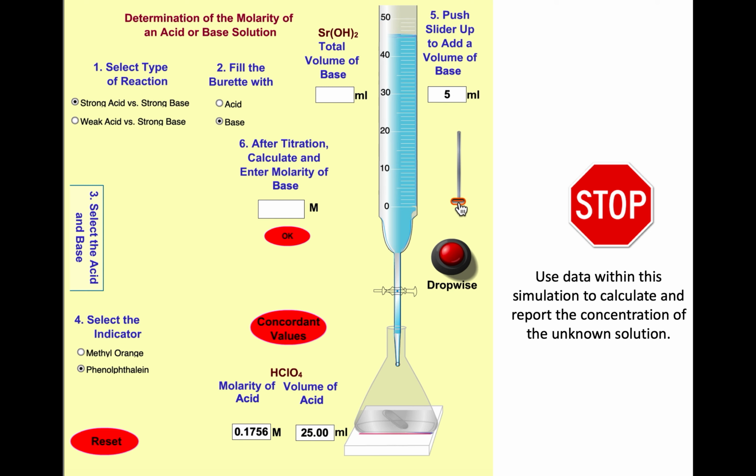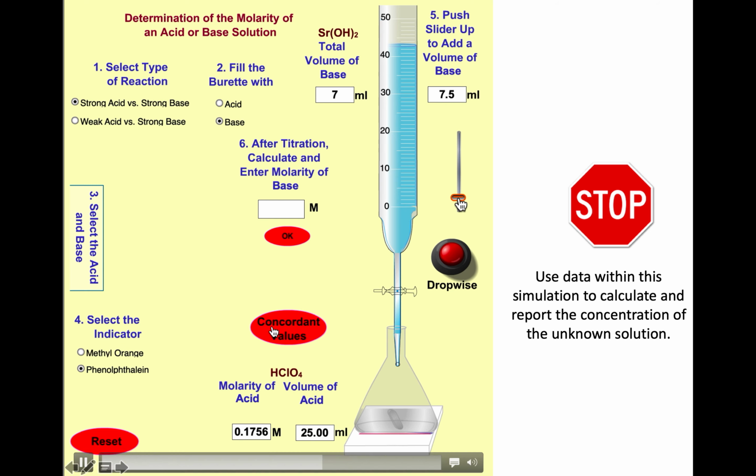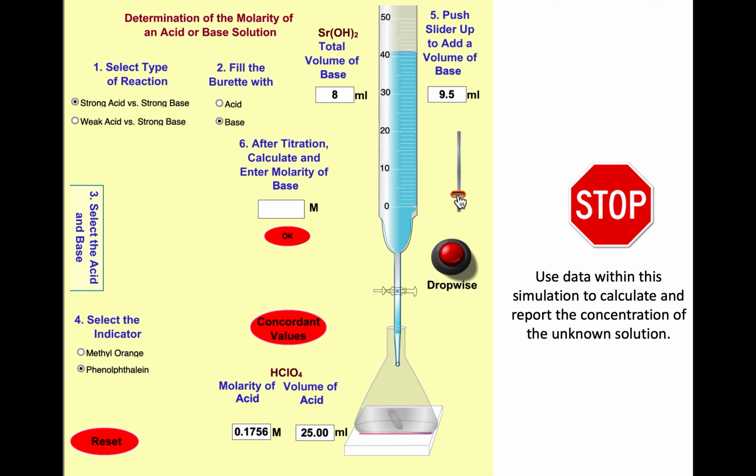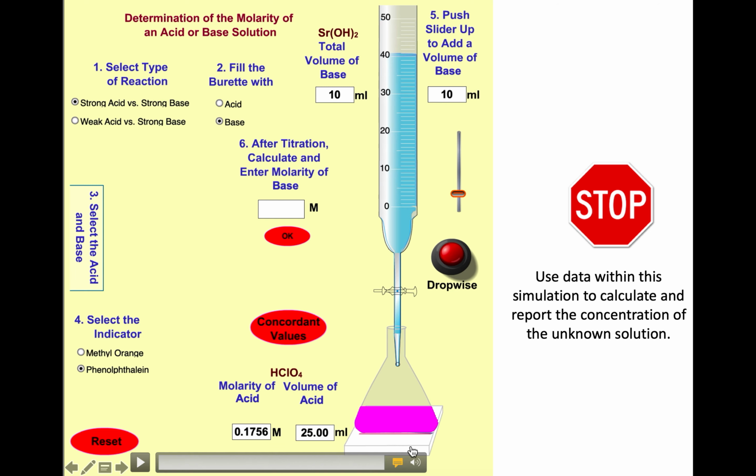I added some indicator, and now I'm going to add the titrant, the strontium hydroxide. This is the total amount I've added. 7 mL, 8 mL. Notice how the solution's getting a faint pink color. When it turns all the way pink, I've reached the equivalence point, and it took 10 mL for that to happen. At the bottom, this is the information describing the acid. Give it a try. See if you can use the information to calculate the concentration of the strontium hydroxide.